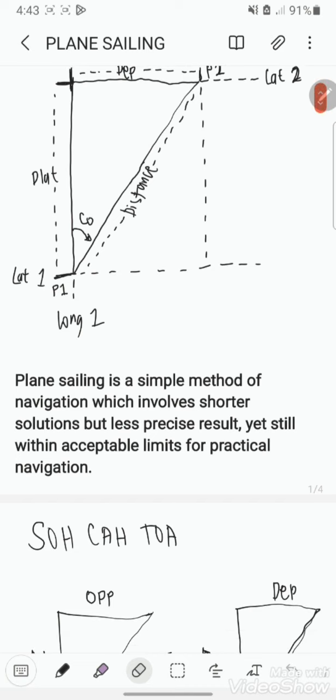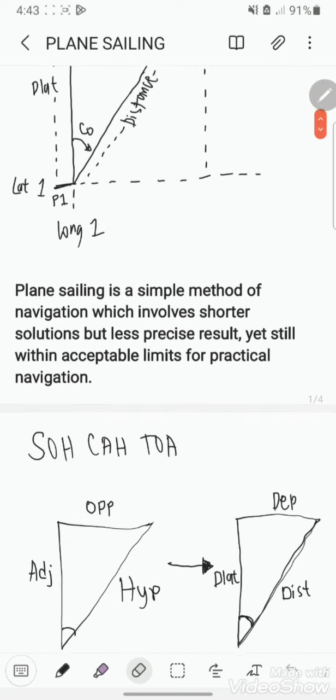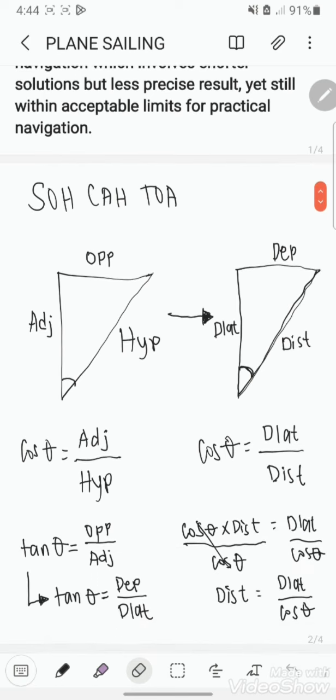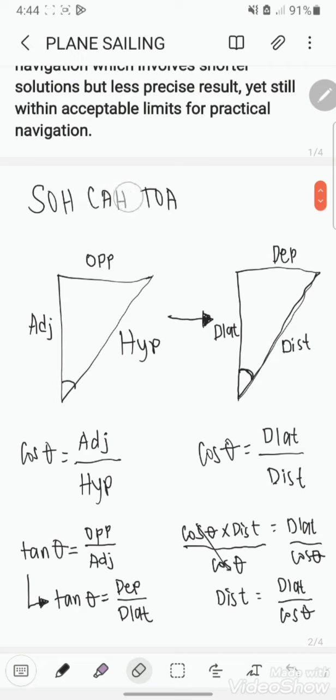So we can solve plain sailing using trigonometry. Just remember SOHCAHTOA. Sine is equal to opposite over hypotenuse. Cosine is adjacent over hypotenuse. TOA, tangent is opposite over adjacent.